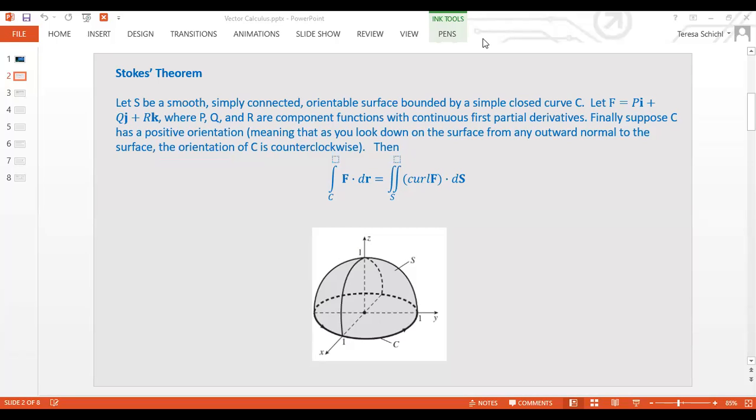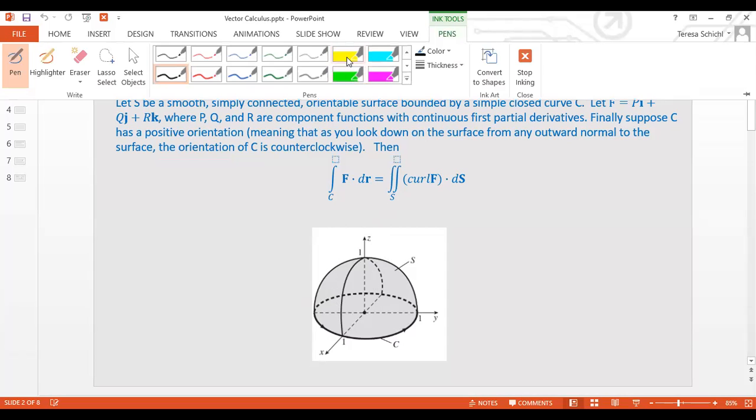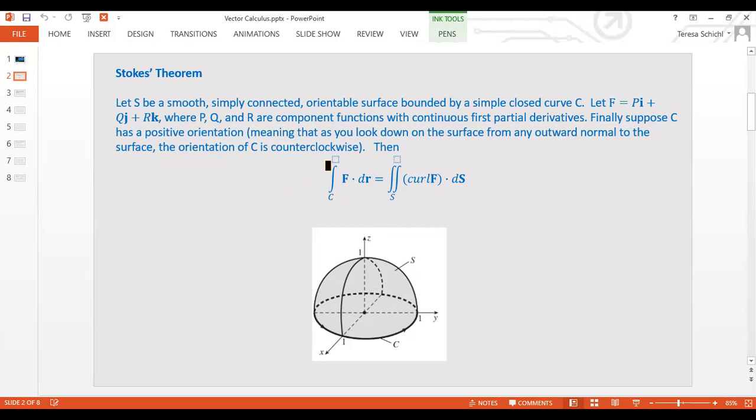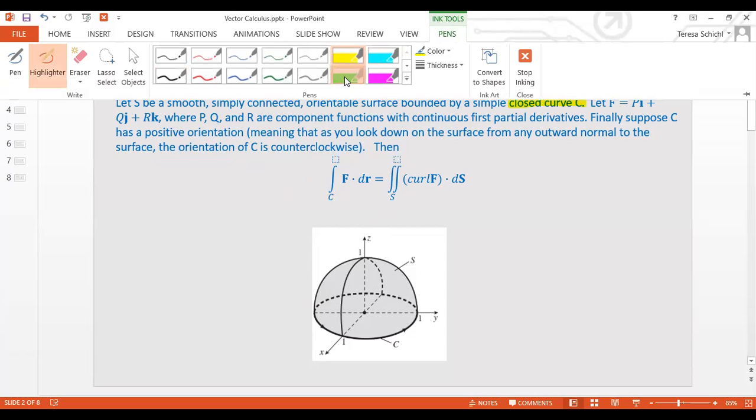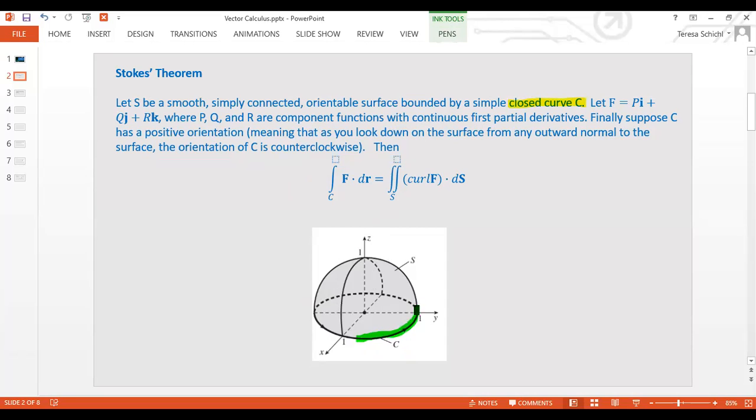Now, what is Stokes' theorem? Here I have a surface S. Let's see some highlighted points. S is a smooth, simple, connected, orientable surface bounded by a simple closed curve. That means the surface is bounded by this curve, so it's kind of like half of a surface, bounded by this curve.